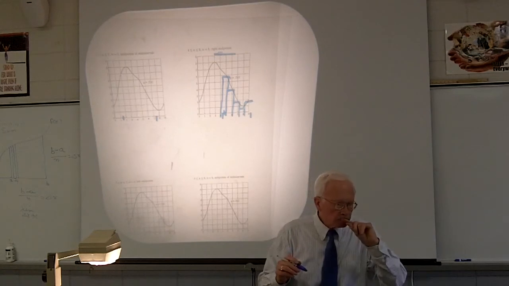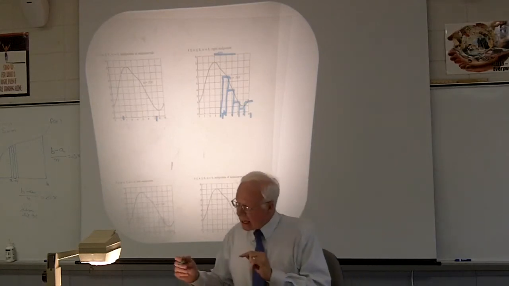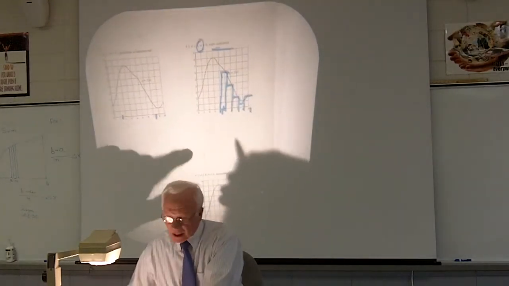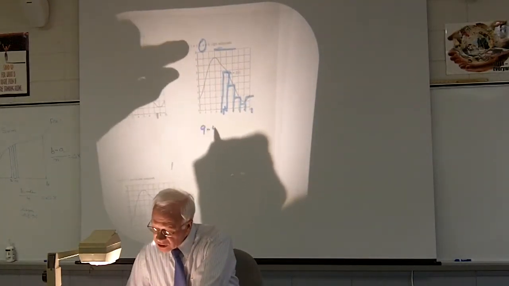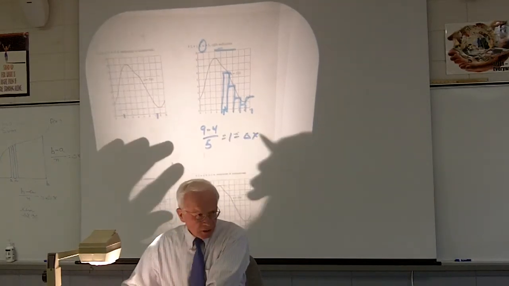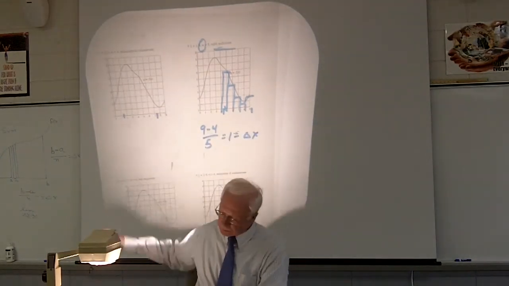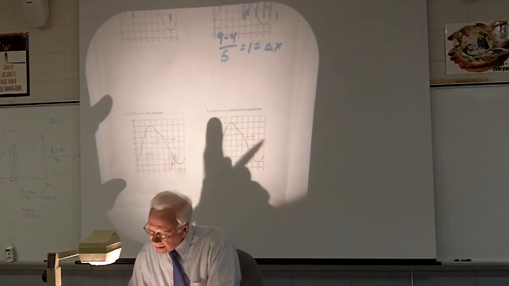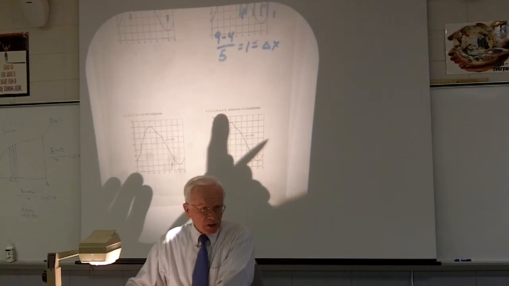What is n? n is the number of bars that you're going to make. Now the question here is, what is this? We do 9 minus 4 divided by 5, and that gives me my delta x. And you see the delta x up there too. Now this one gives you something different.